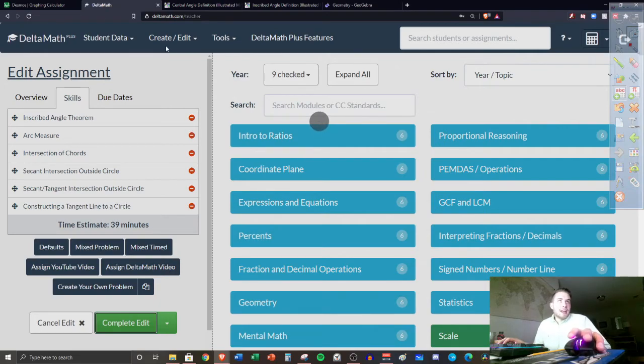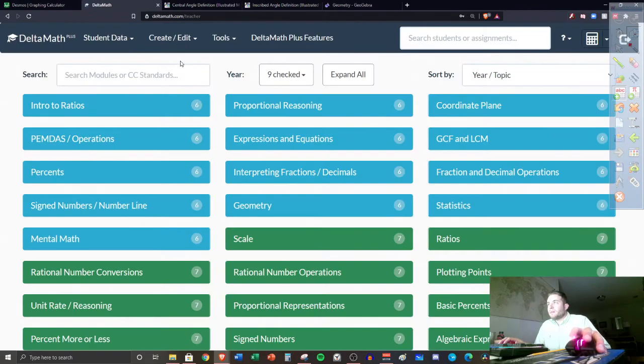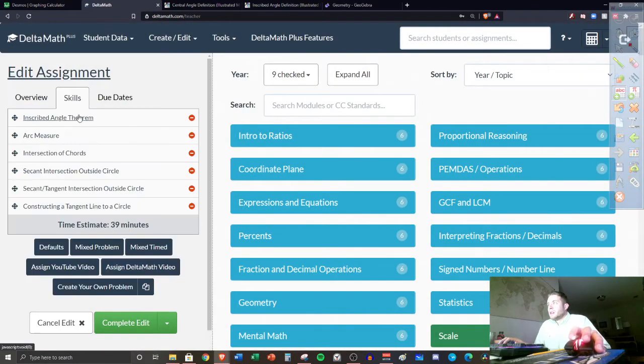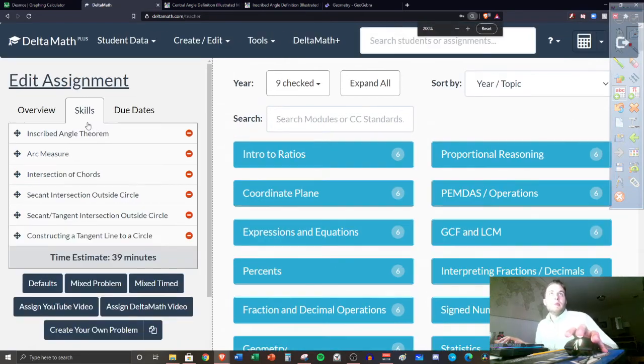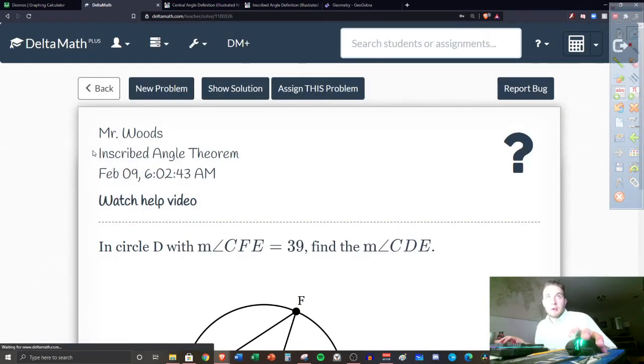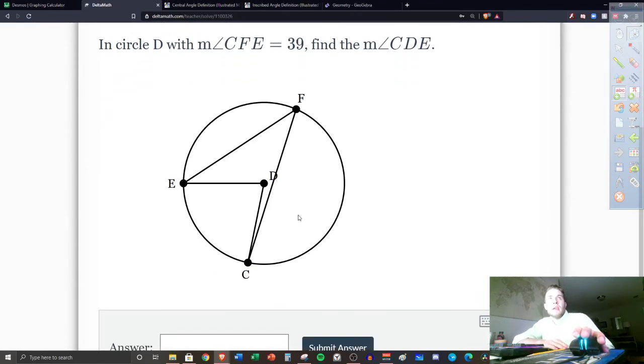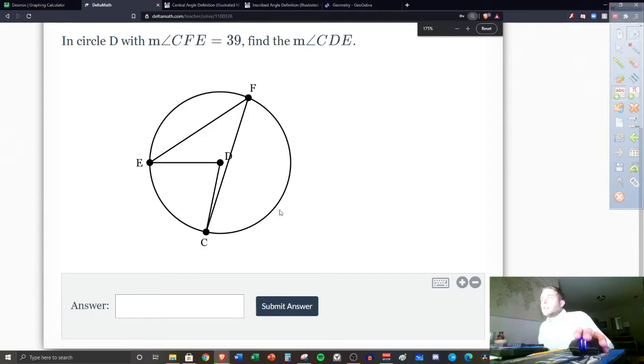I'm definitely going to be adding more to this as we go on, but you should see it'll look like this. The first thing we're going to talk about, what we just wrote down, is called the inscribed angle theorem. Okay, so you only have 6 questions. And this is what they look like.